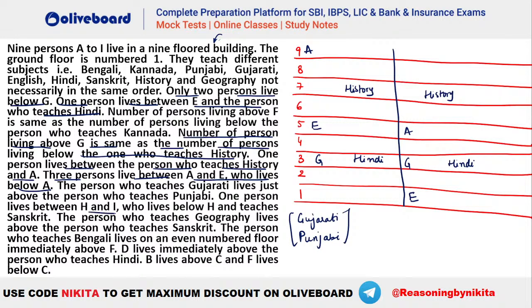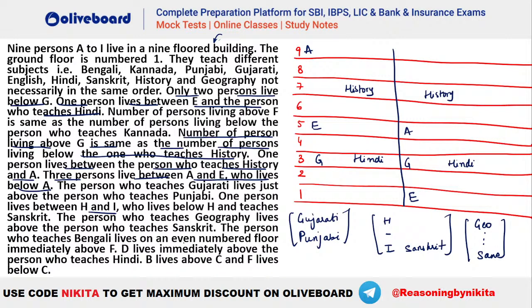One person is there between H and I who lives below H. So that means you can see H and I will be like this. Okay. So one person lives between H and I who lives below H and teaches Sanskrit. So that means I has to be teaching Sanskrit here, isn't it? So this is a fixed information. So H and I have to be at a gap of 1 such that I is teaching Sanskrit. The person who teaches geography lives above Sanskrit. So geography has to be somewhere above Sanskrit. Okay, let's try. We will see. Okay, this is also given.